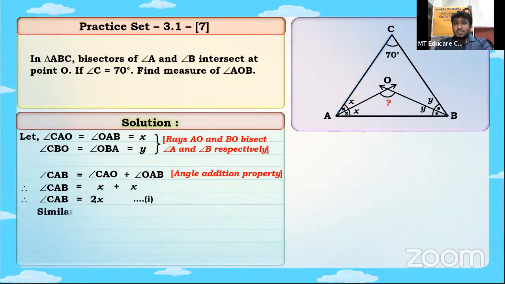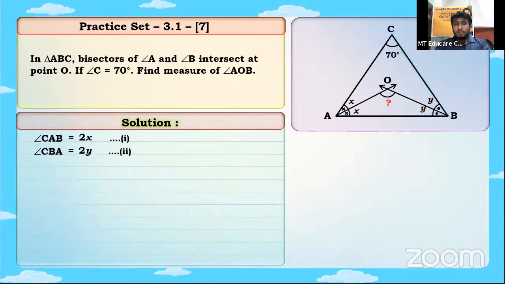Similarly, students, tell me what will be the measure of angle CBA. Look at angle CBA. Observe it carefully. Is it made up of two angles? Yes. Which are the two angles? CBO and OBA. When you add them, y plus y, tell me students, how much will you get? What will be the measure of angle CBA? Yes, it will be 2y. It will be 2y.